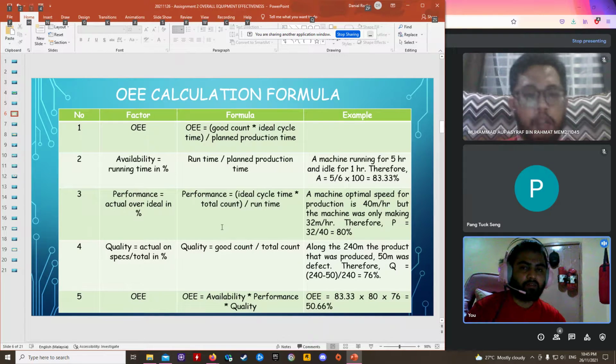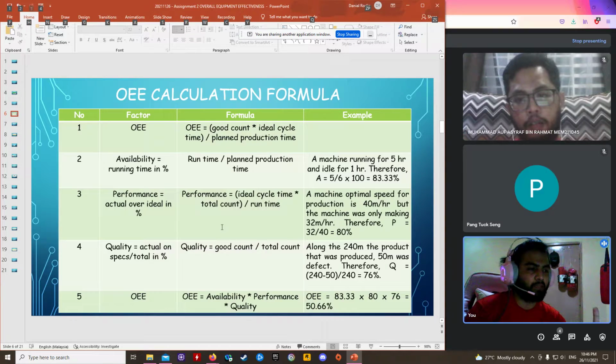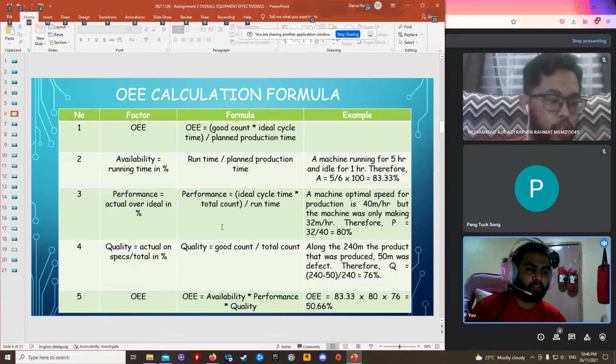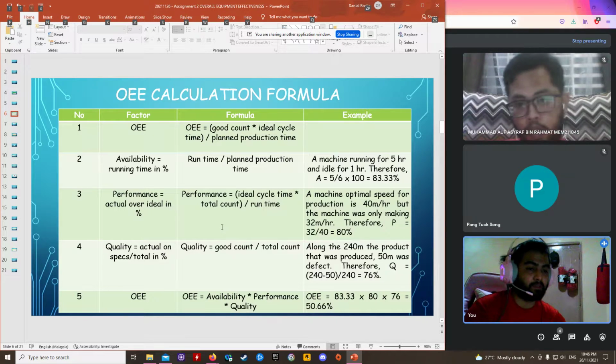And then we have the quality factor, which is the good count divided by the total count. So for example, in the steel tube production in a day, we produce 240 meters of product, but 50 meters of the steel tube is defective. So 240 meters minus the 50 meters that was defective, divided by the whole production of the steel tube, which is 240. So we get 76%.